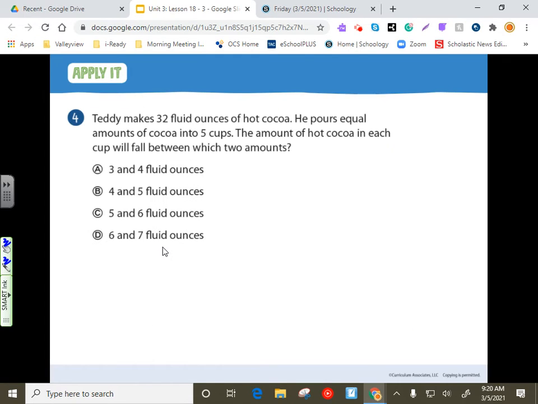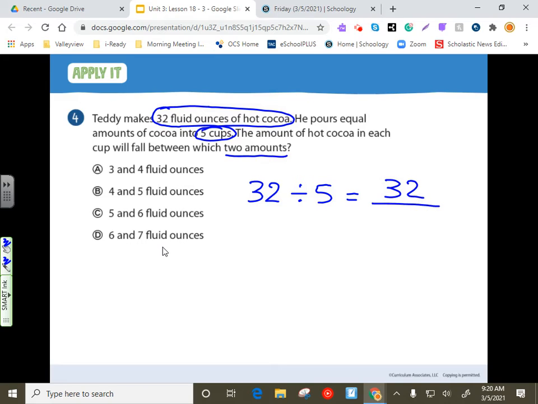I want to try number 4. Teddy makes 32 fluid ounces of hot cocoa. He pours equal amounts of cocoa into 5 cups. The amount of hot cocoa in each cup will fall between which two amounts? So again, it's good practice. 32 divided by 5, between the 5 cups, equals 32 divided by 5.